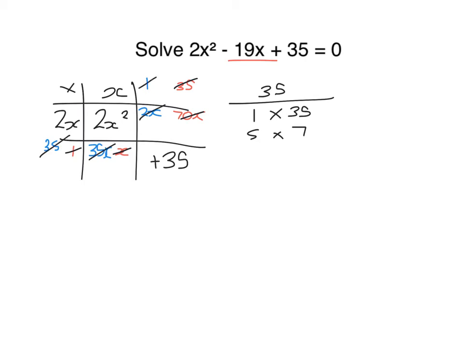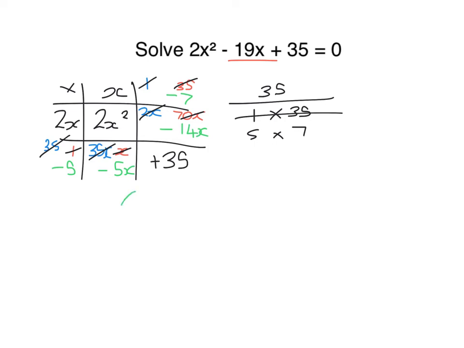Okay, so I've figured out it's not 1 times 35, so it's got to be 5 and 7. If it's not, I need to use the quadratic formula. So let's have a look. So with 5 and 7, this one would be 14x, and then 5 times x would be 5x. Can I make that negative 19x? Yes, I can. Both of them would have to be negative. Negative 5x take away 14x would be negative 19x.